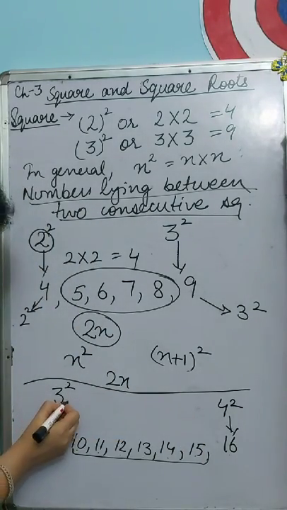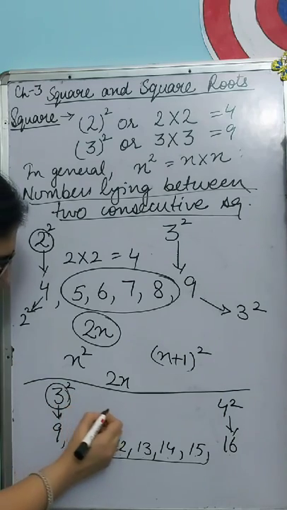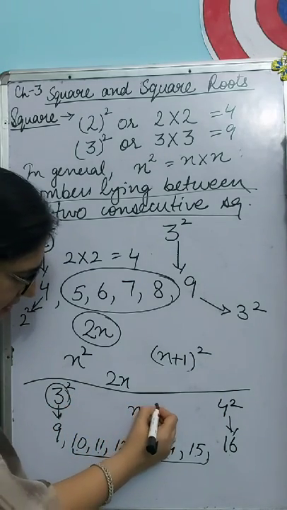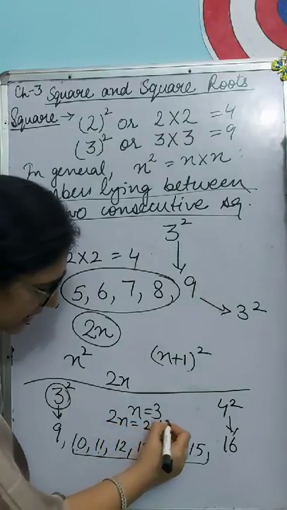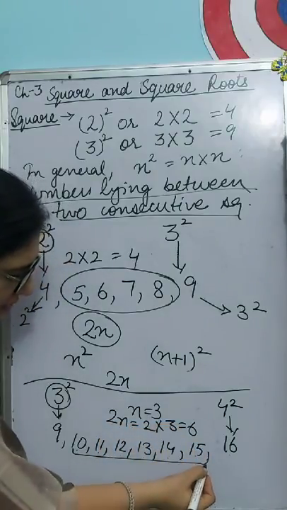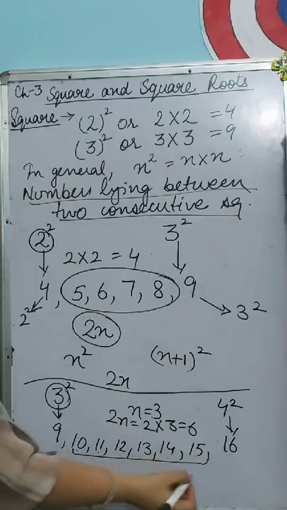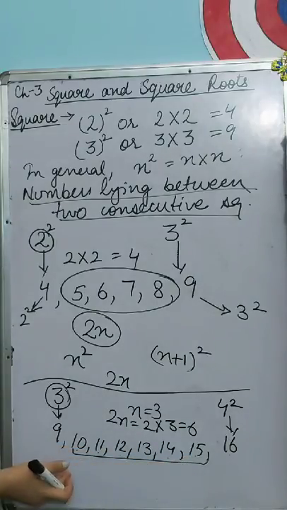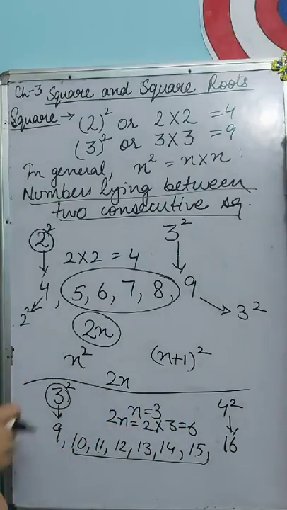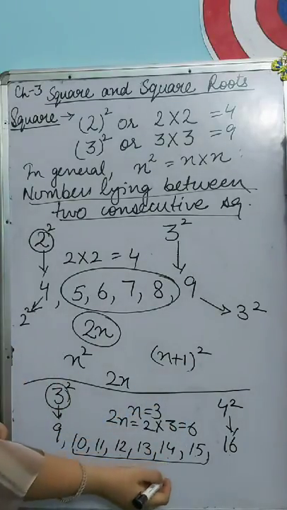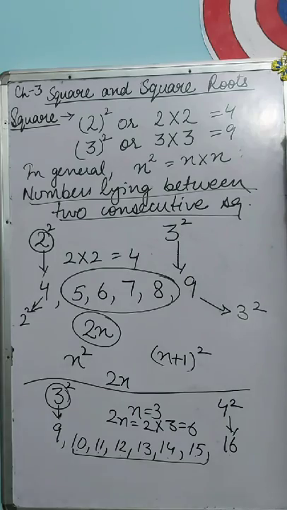Let us check. This is our n and n is 3 over here. What is the formula? 2n means 2 into 3, that means 6. So our answer is verified. The numbers lying between the consecutive squares of 3 and 4 is 6. Okay, now we will discuss another thing.